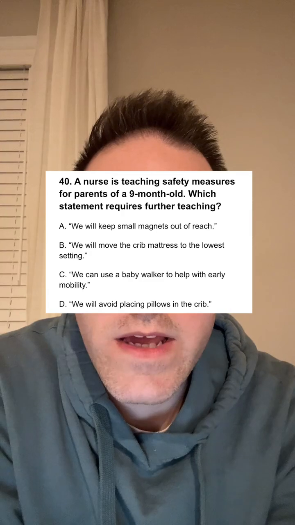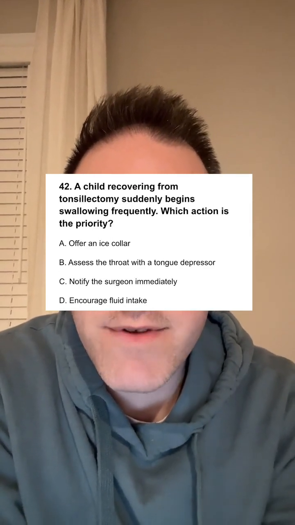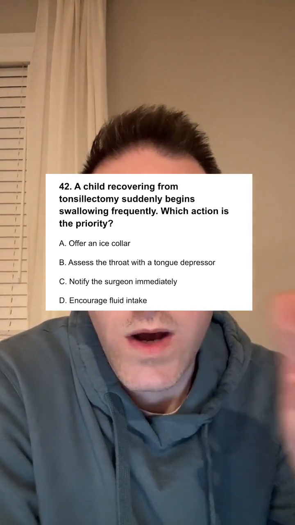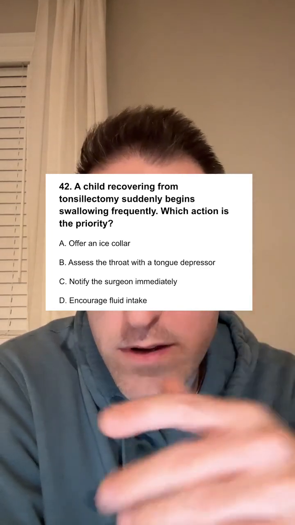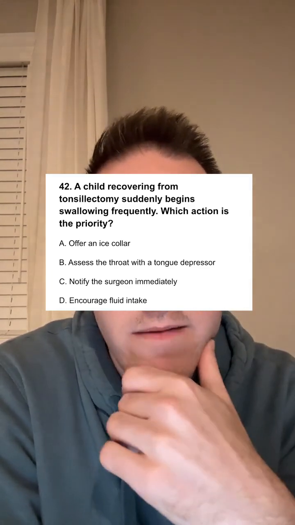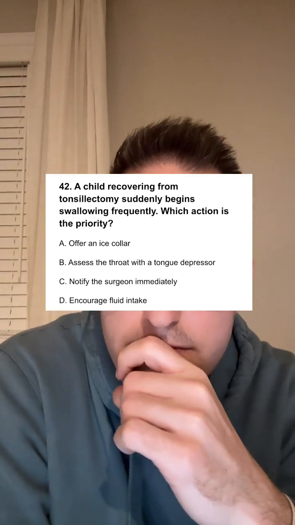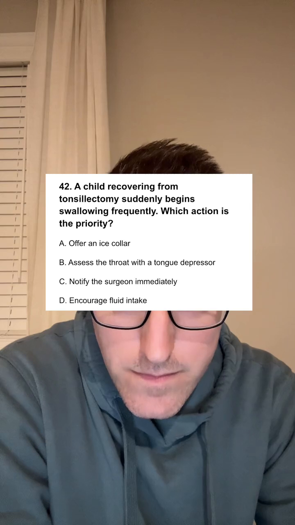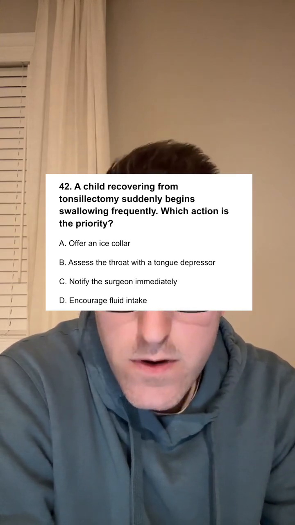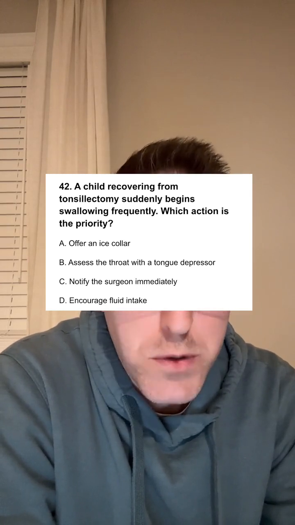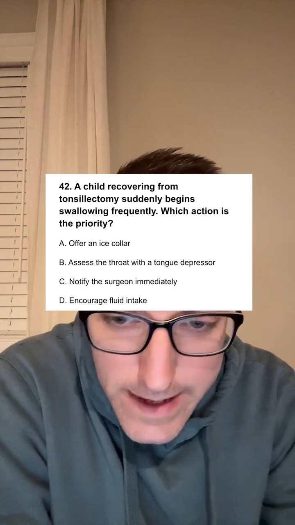Here we go, 42. A child recovering from tonsillectomy suddenly begins swallowing frequently. Which action is a priority? This is a different version of a question from earlier, so it should be new to some people. What does swallowing frequently indicate? And what are we not going to give them?